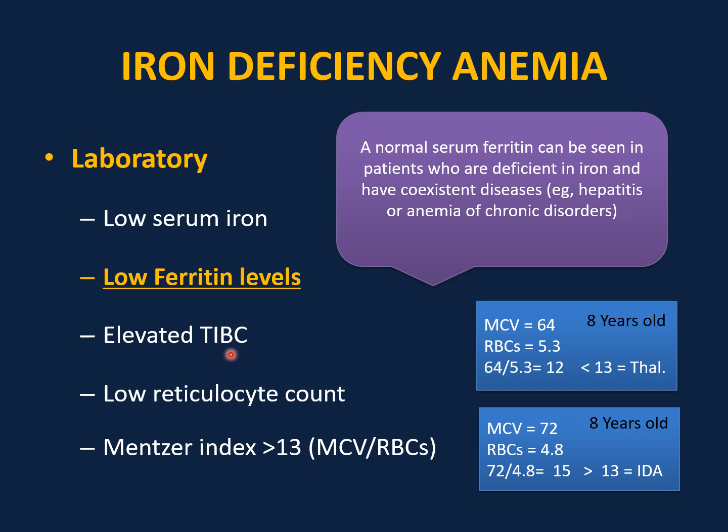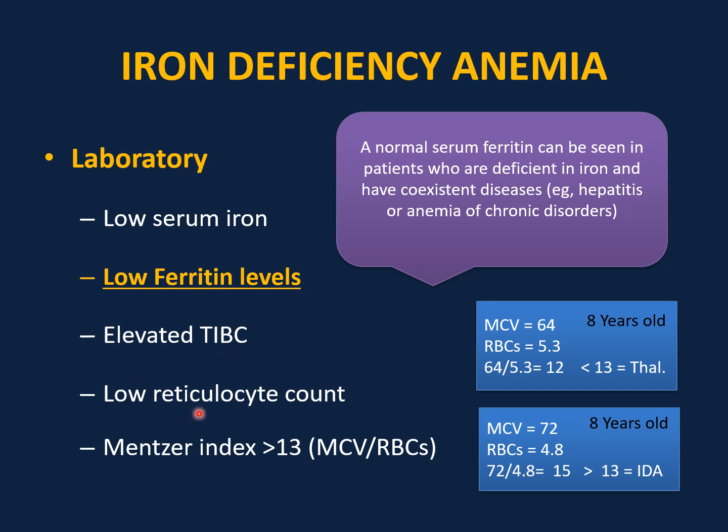Elevated TIBC. What is TIBC? It is transferrin. Transferrin is the carrier of iron. Whenever the ferritin is low, the TIBC will be elevated, signaling the liver to produce more transferrin, looking for any iron in the circulation to carry. So normally when the iron storage in the bone marrow is low, it sends a signal to the liver to produce more transferrin. So the transferrin, which is the TIBC, will be elevated.